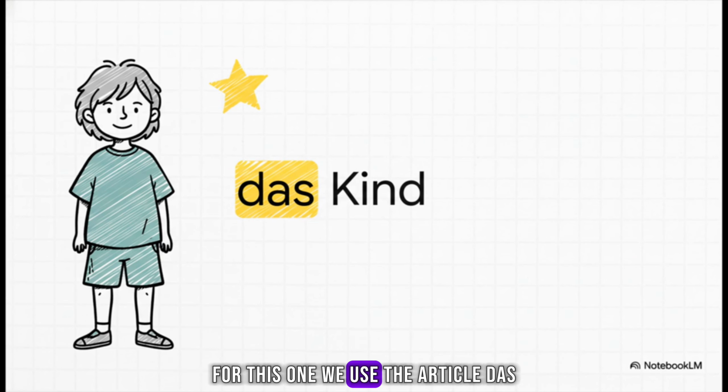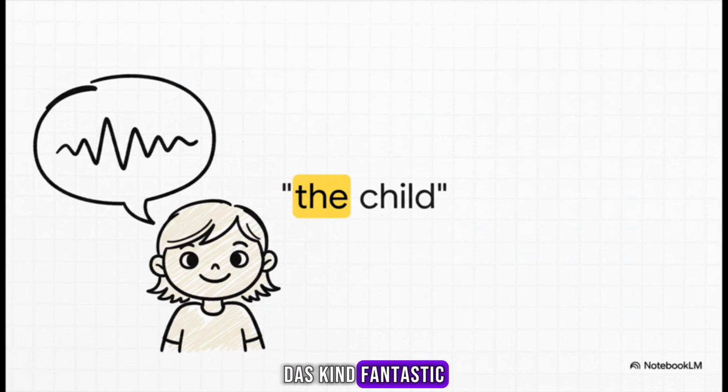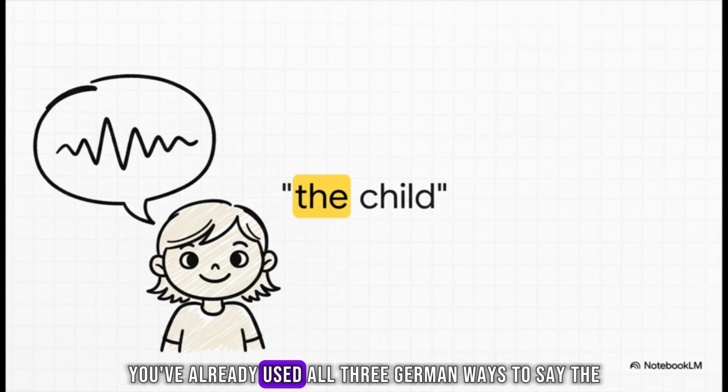And finally, our third gender is neuter. For this one, we use the article das, and our example is das Kind, which means the child. Okay, you know what to do. Let's hear it. Das Kind. Fantastic. And just like that, you've already used all 3 German ways to say the.